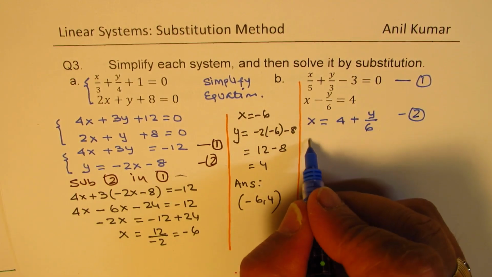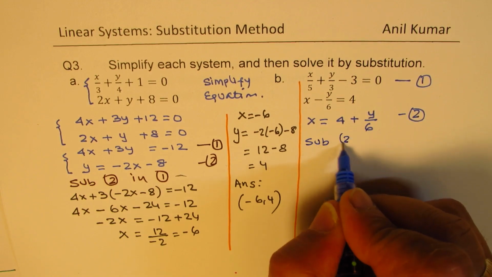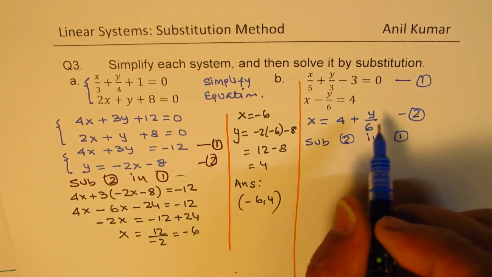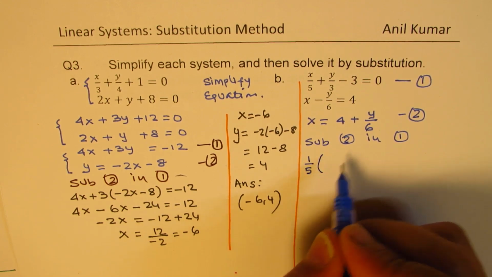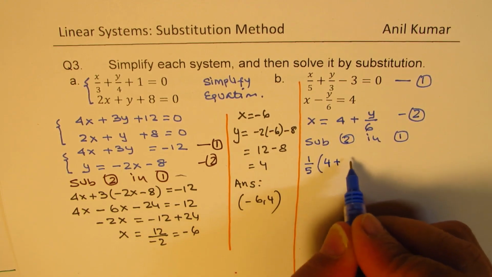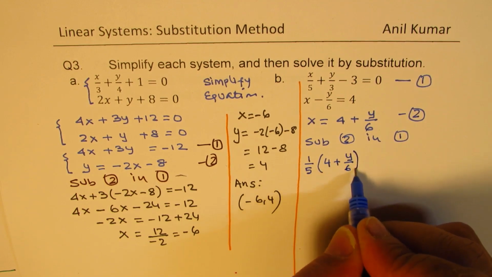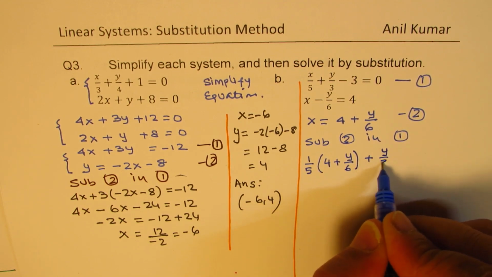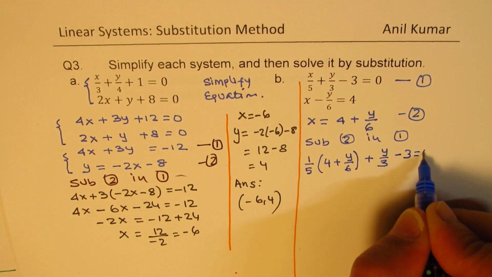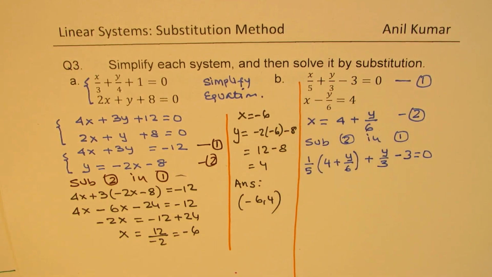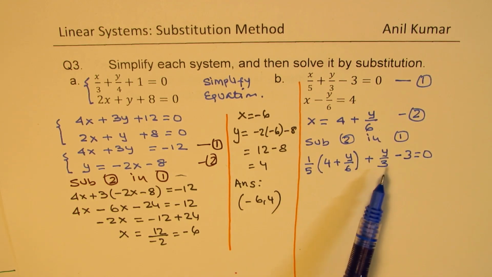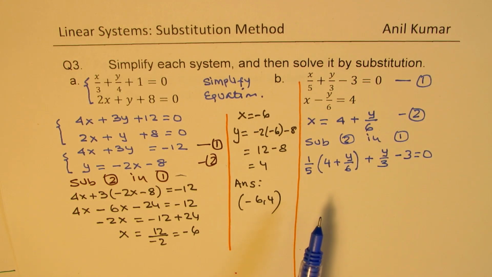So when I substitute 2 in 1, what do I get? I have 1/5 of this x value, which is 4 plus y over 6, plus y over 3 minus 3 equals 0. Now what I did here was that I did not simplify my first equation. Now it was a good practice to simplify, but I didn't, right? Then see how complicated it becomes, right? That's the whole idea.